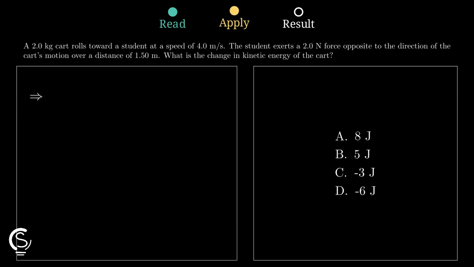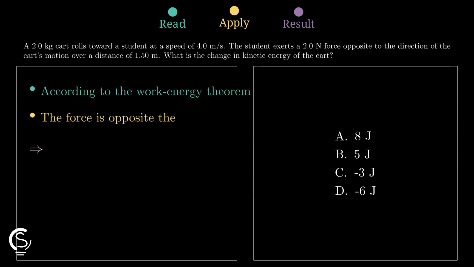The student pushes with 2 newtons over 1.5 meters. Since the force is opposite to the motion, the angle between them is 180 degrees. This is key. Multiply force by distance and the angle's cosine. 2 times 1.5 times -1 equals -3 joules. This is option C.